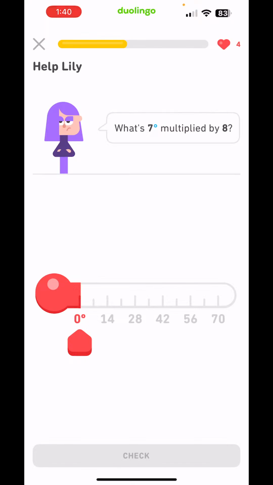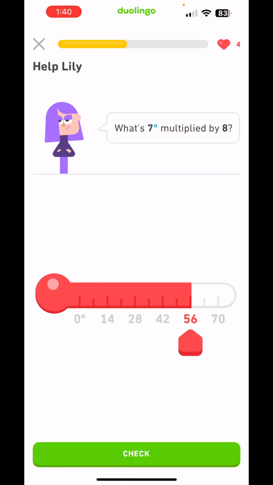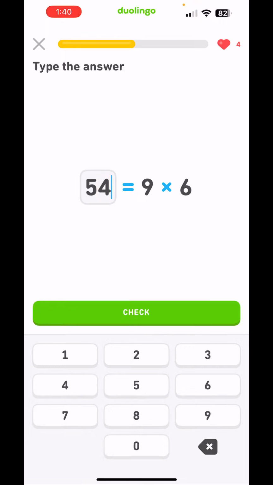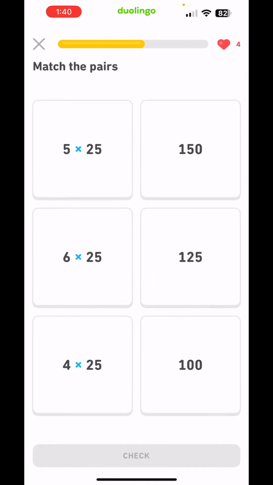What is 7 multiplied by 8? So we know that 7 times 8 is 56, so this would be 56 degrees. 9 times 6 is 54. All right, we have 25 times 5. We know that is 125.